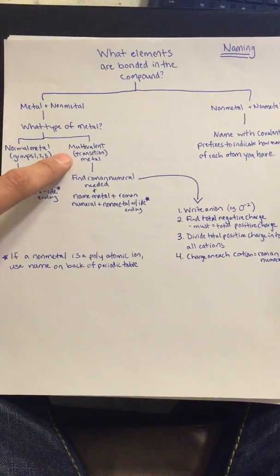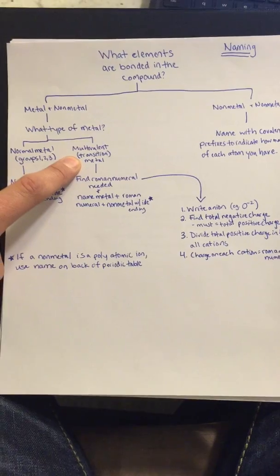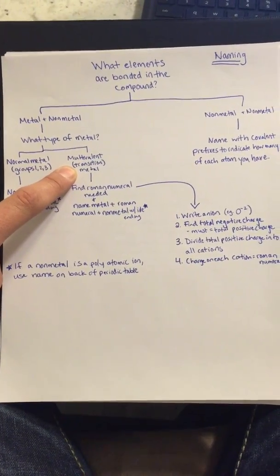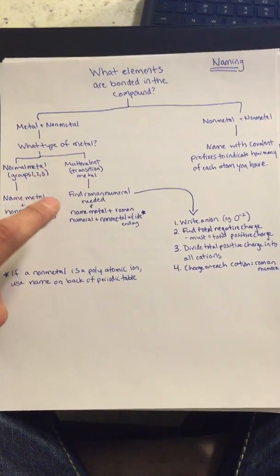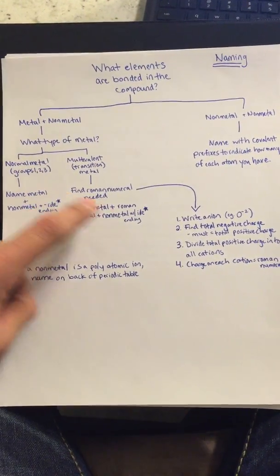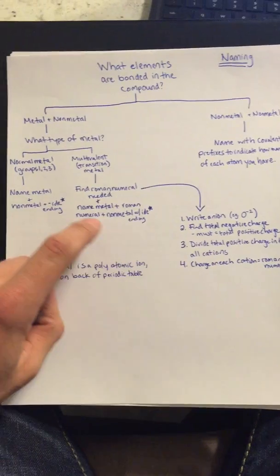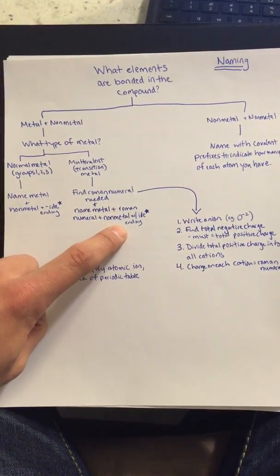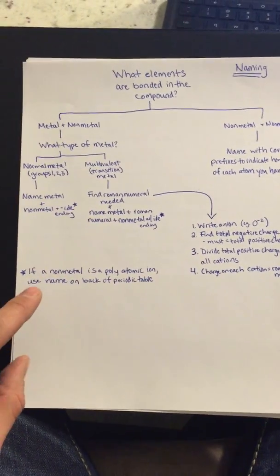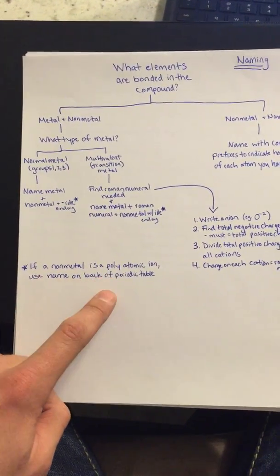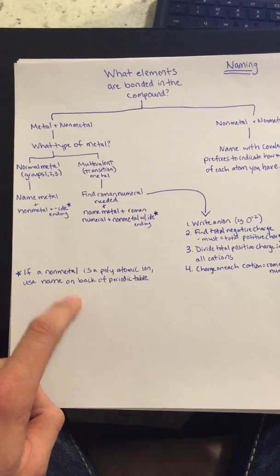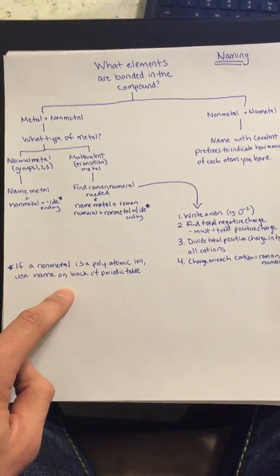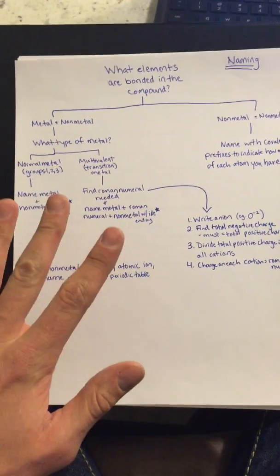If we have a middle or a transition metal, including, remember, tin and lead, even though they aren't technically transition metals, they still kind of do the same thing, then we're going to find the Roman numeral we needed, and we have some steps to do that here. And then we're going to name the metal, add the Roman numeral, and then name the non-metal with our "ide" ending again. Remember, if the non-metal is a polyatomic ion, we're going to use the name that's given to us on the back of the periodic table. So we never have to memorize those, they're always on the back of our periodic table. So that's anytime we have a metal.